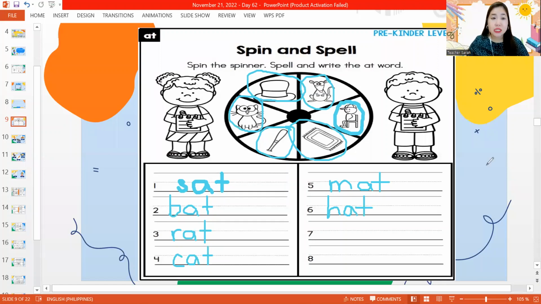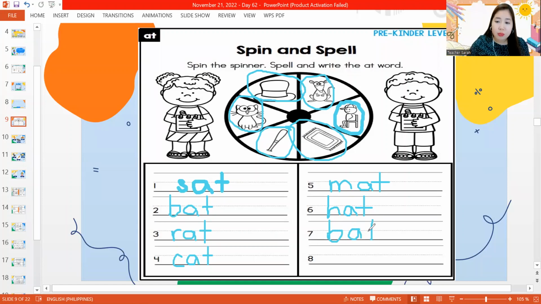Now for the number 7 word, what is this? It's a clap. But is it an at word? No. How about the other animal that is an at? It's a bat. Very good. So how about we write the word bat again? Because baseball bat and the animal bat is different. So let's write the word bat again.